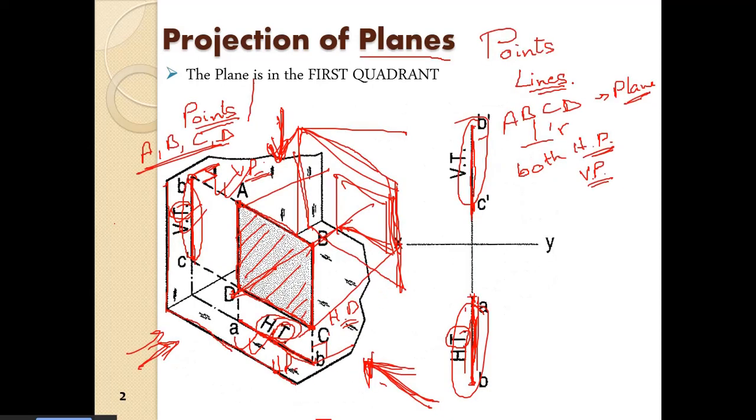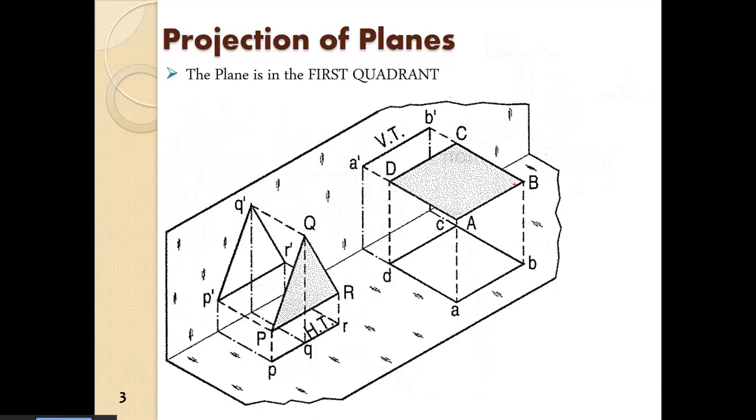Now here it is inclined to both the planes. It is perpendicular to both the planes. So we have the plane ABCD perpendicular to horizontal plane as well as vertical plane. So here now what we have? We have the plane ABCD. So we have the plane A, B, C, and D.